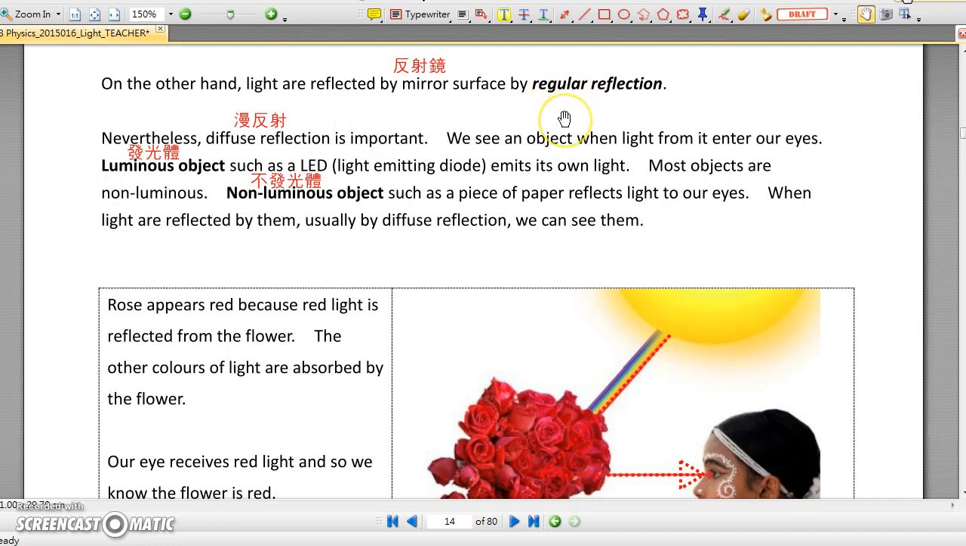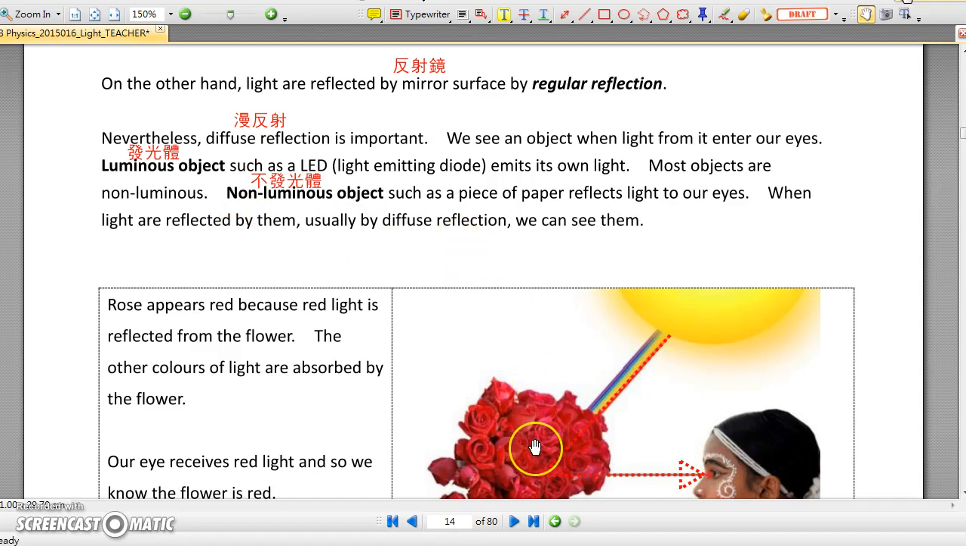We see an object because there is light from it enter our eyes. Numerous objects such as the sun, LED, television, they emit their own light so that we can see them. Most other objects cannot produce their own light. They are non-luminous objects. They can only reflect light to our eyes. When light are reflected by them, usually by diffuse reflection, then we can see them.